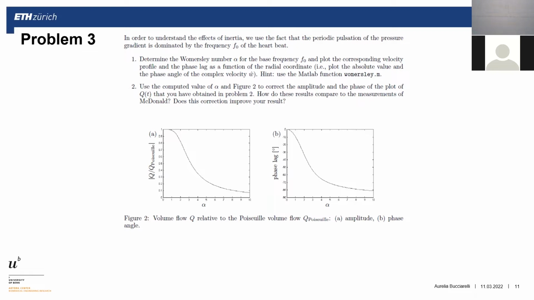and you need to plot the absolute value of the complex velocity and angle, which I hope you know how to plot. And for that, you use the Womersley number. So there is another function given to you where you need to put in some inputs, and then you receive this Womersley number. And from there, you need to plot the angle and the complex velocity.